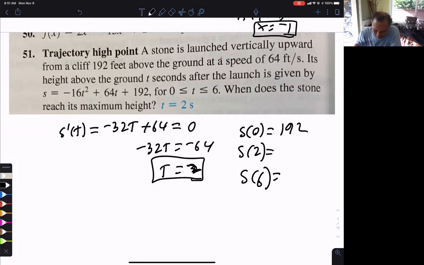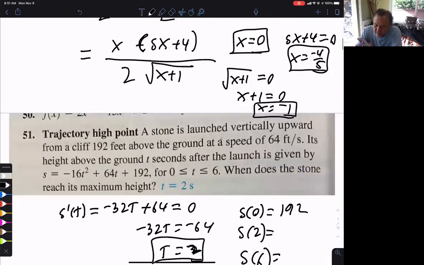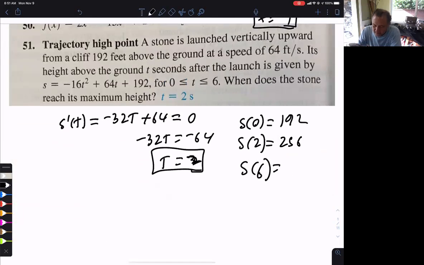Okay, plugging in 2. It's negative 16 times 4, plus 64 times 2, plus 192. I'm getting 256. And then I'm going to plug in 6. Negative 16 times 6 squared, plus 64 times 6, plus 192. I get 0.